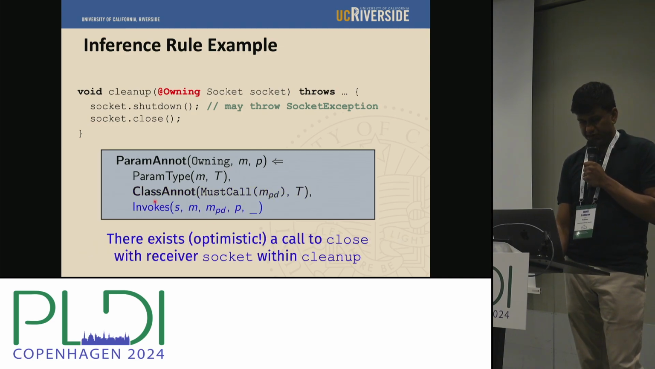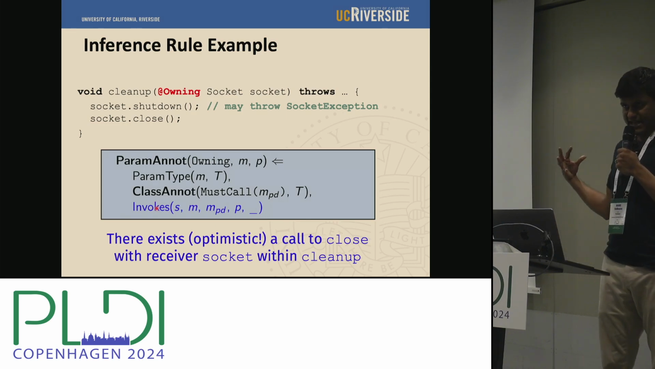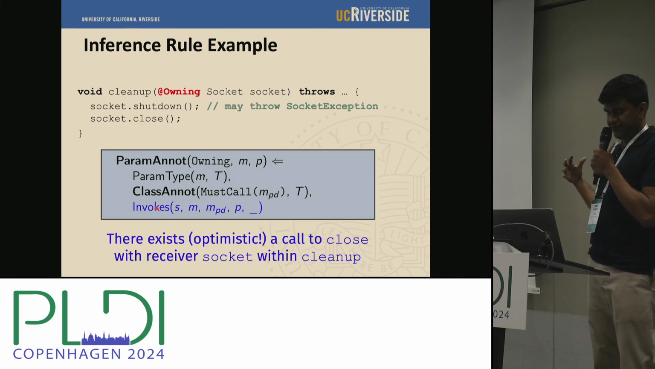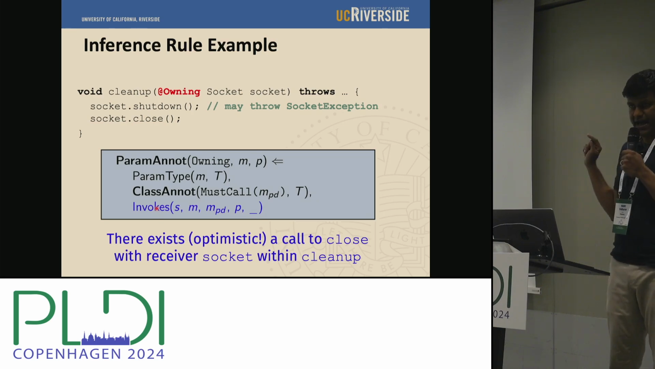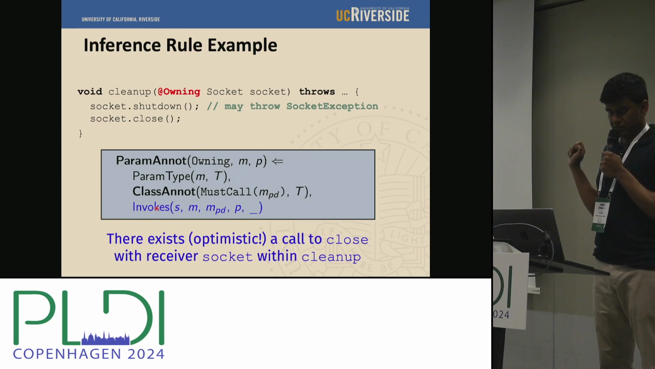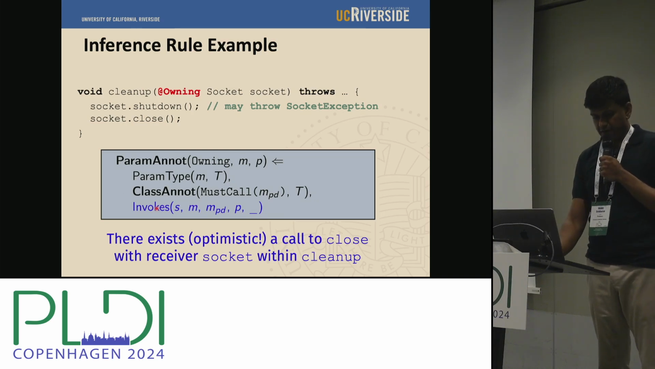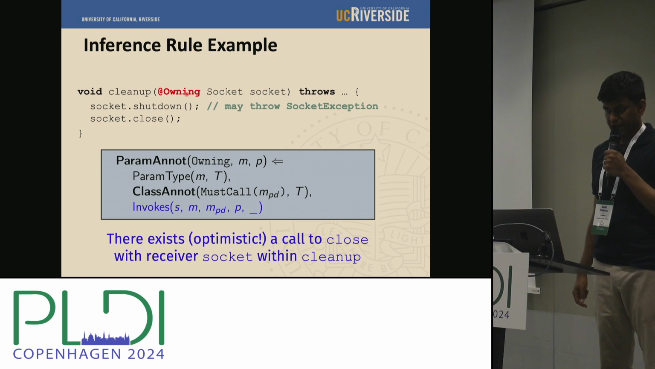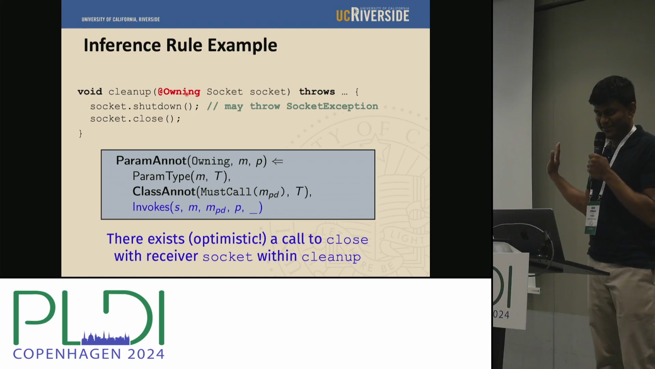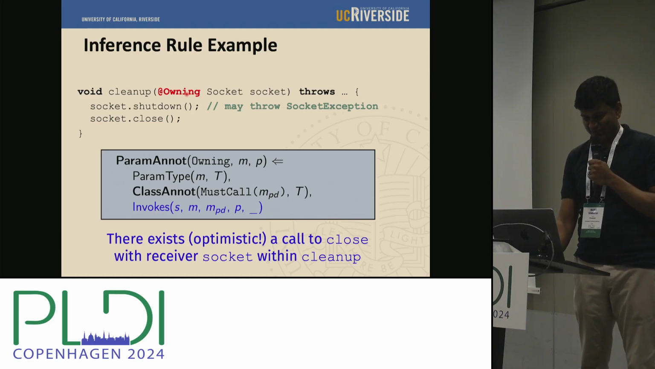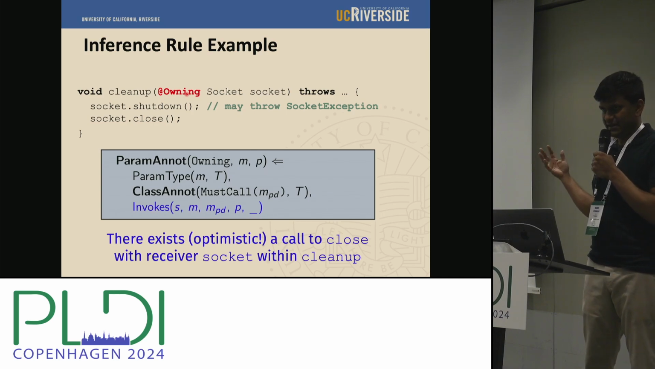And then here's where things become optimistic. We check, does there exist an invocation of that finalizer method, that resource releasing method, within the body? We don't check, is it true that on every control flow path through this method is close called? We just check, did they try to call it? And if so, we go ahead and infer this owning annotation on the parameter. And I have a more detailed example, but that's in the bonus slides. So if we have time at the end, we'll get to that. But this is the basic idea of how the inference works.